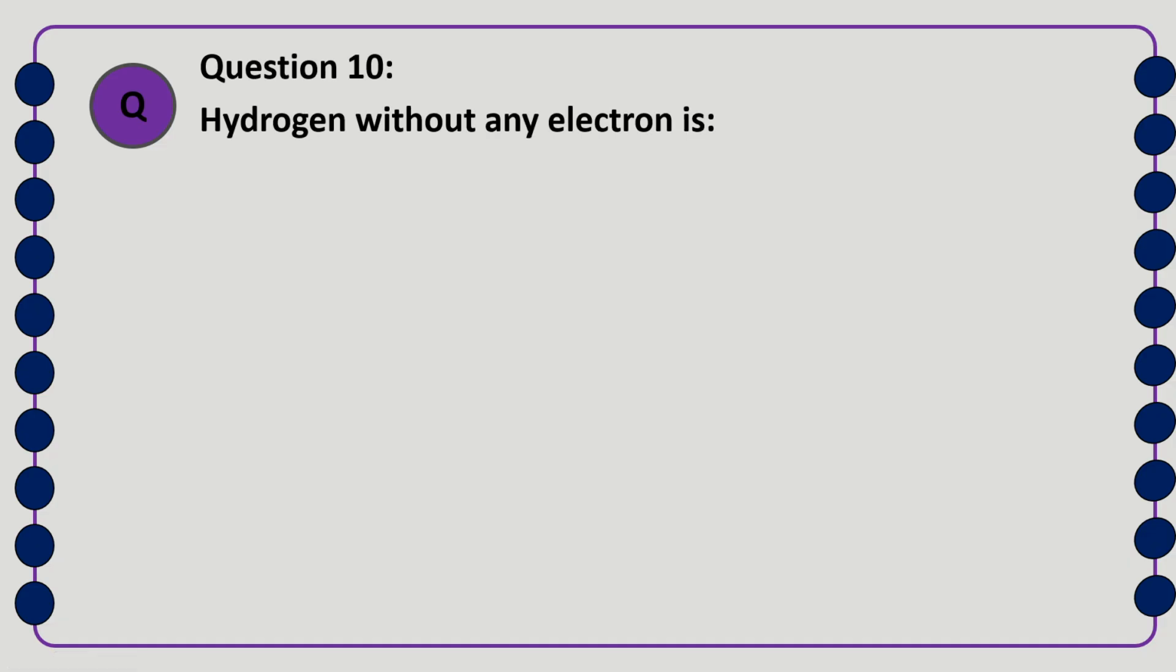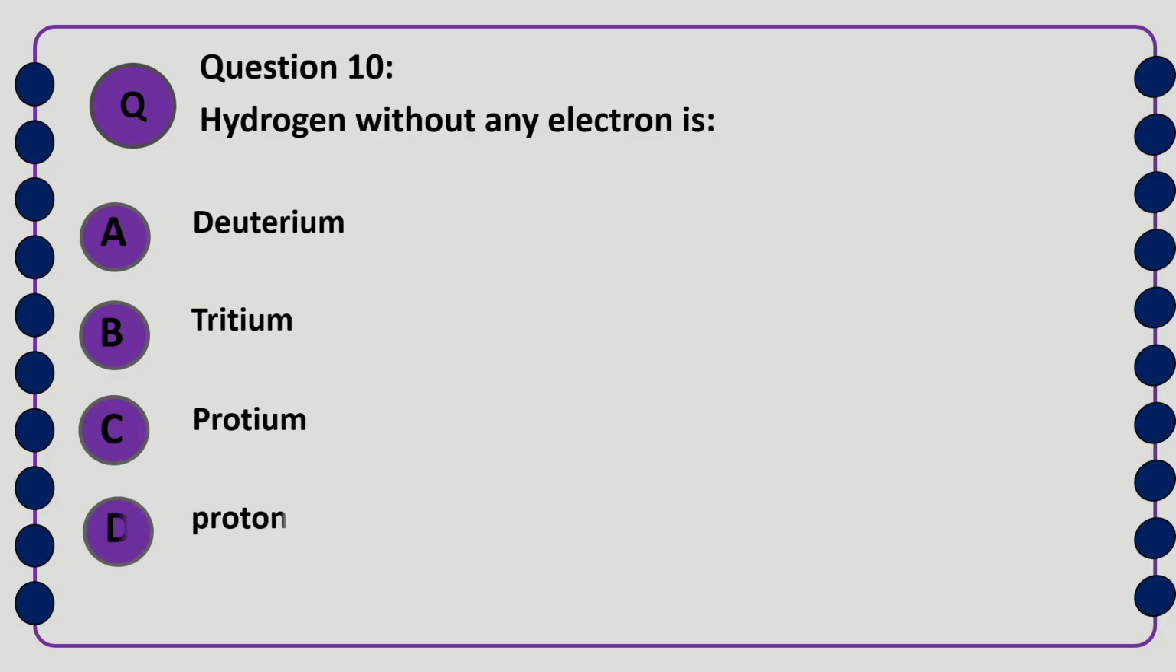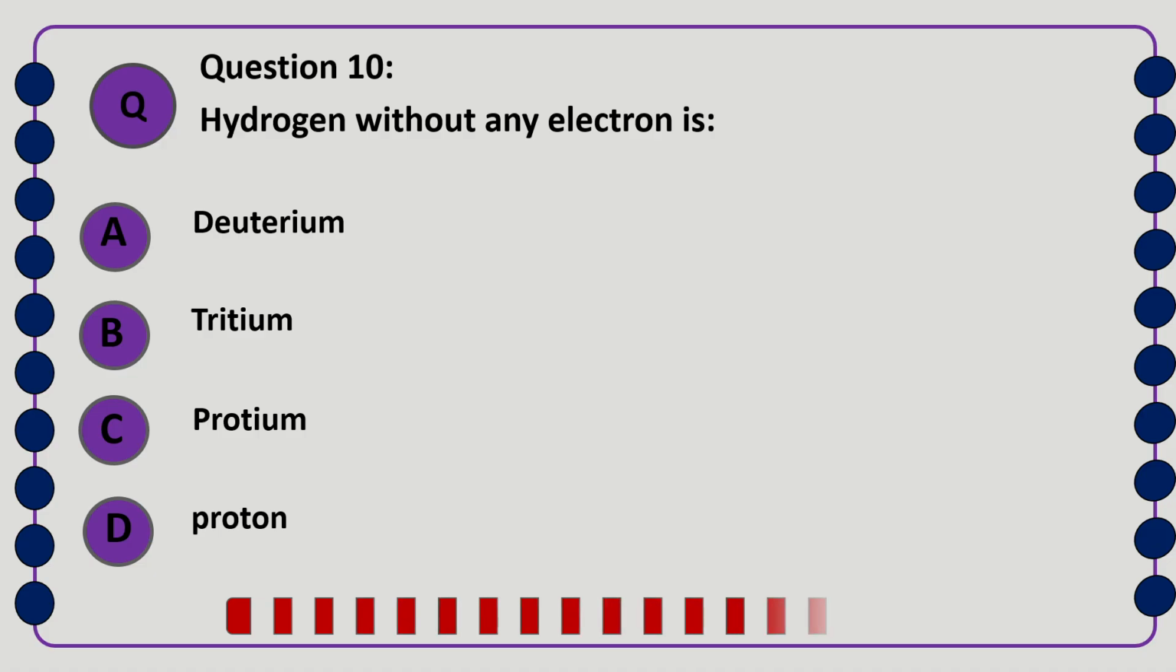Question number 10. Hydrogen without any electrons is deuterium, tritium, protium, proton. The correct answer is proton.